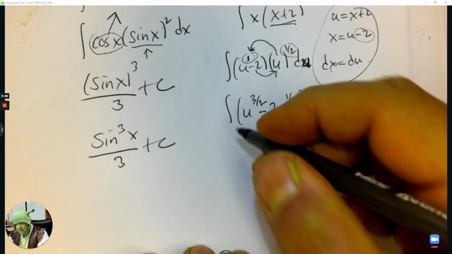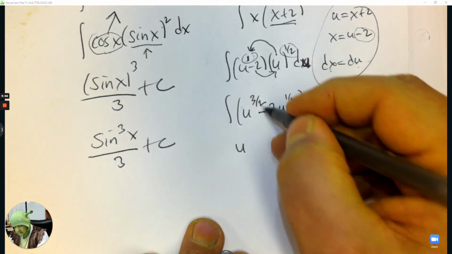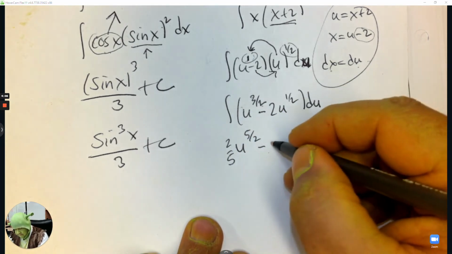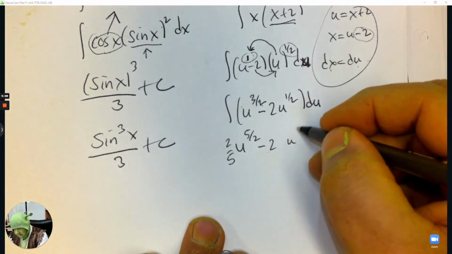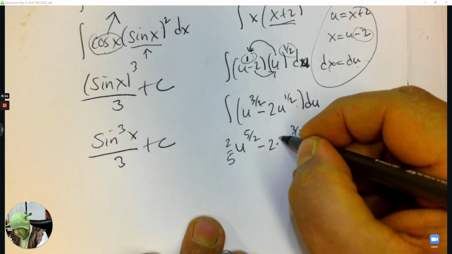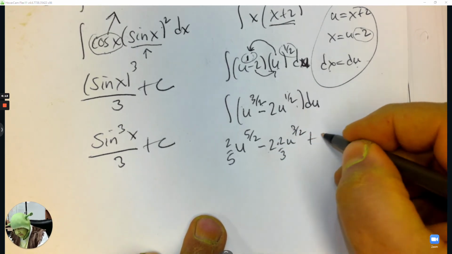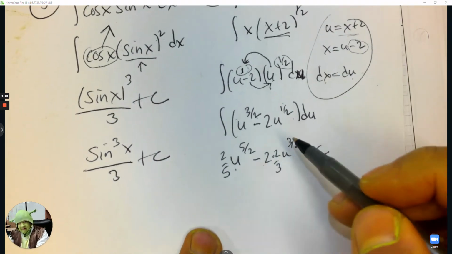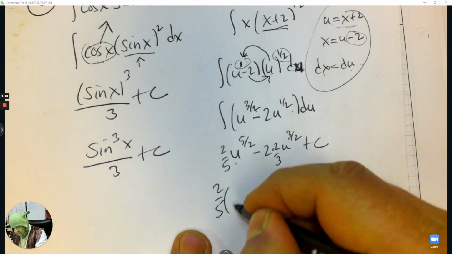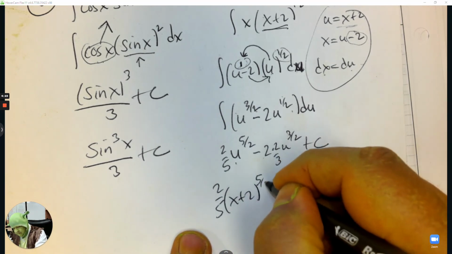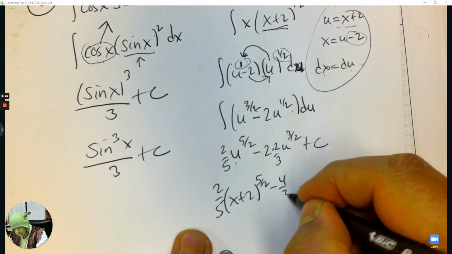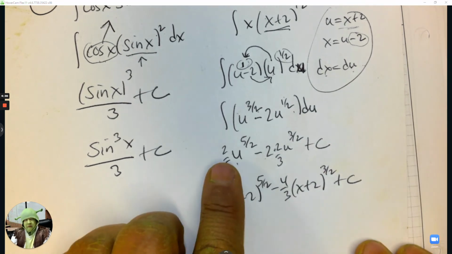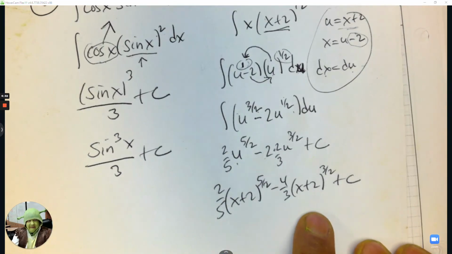At this stage, we can add 1 to the exponent, so 3 plus 2, and then I do the reciprocal. Again, I can add 1 to the exponent, 1 plus 2, and then I do the reciprocal, and then plus c. The very last step is I need to put what u equals back into the equation. So u is x plus 2. It goes back in, and you have your answer.